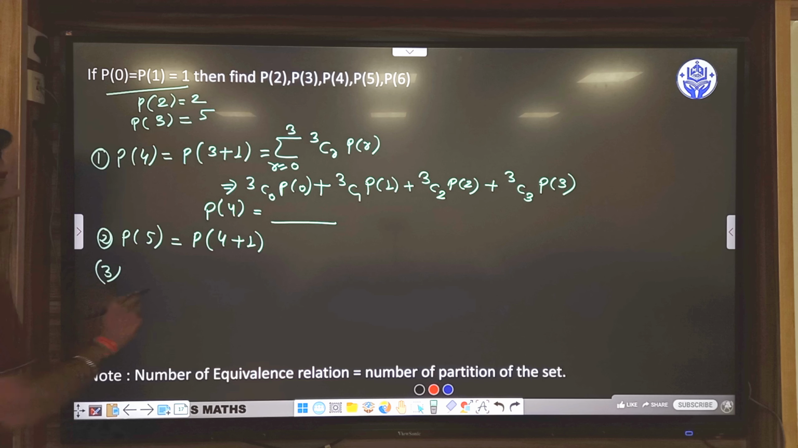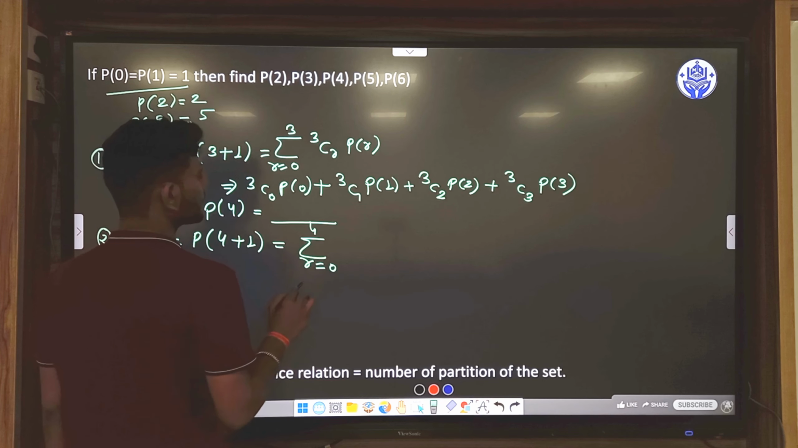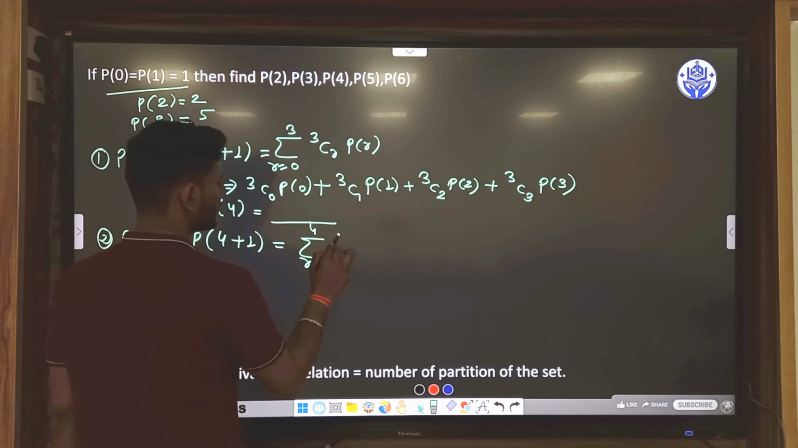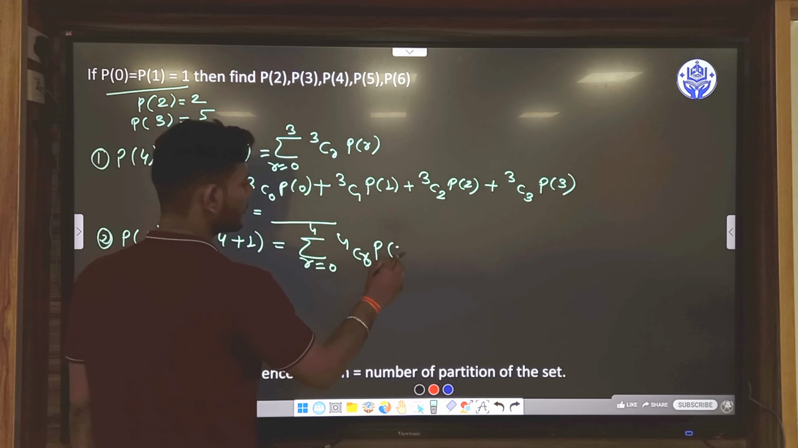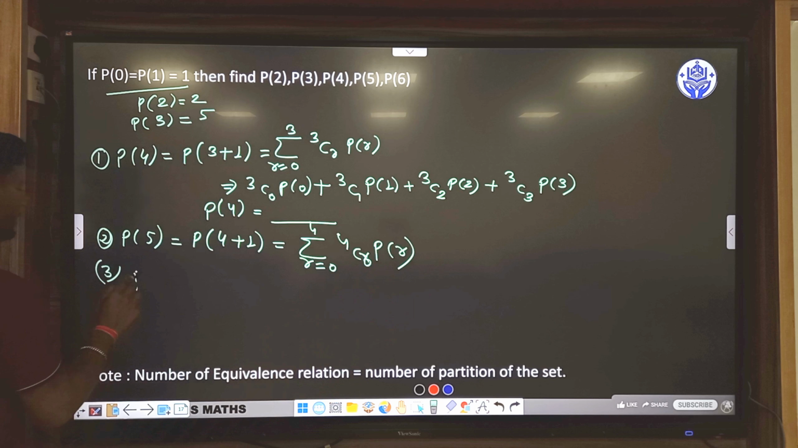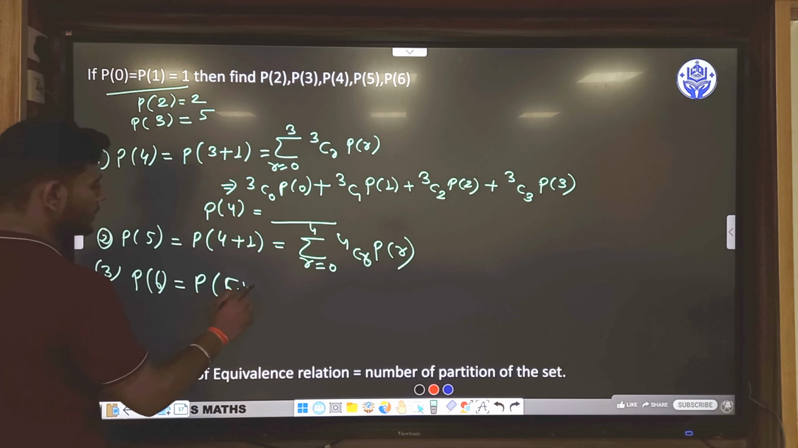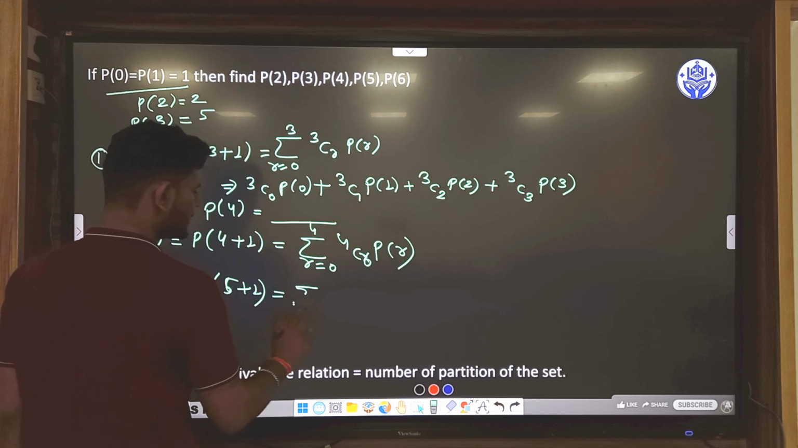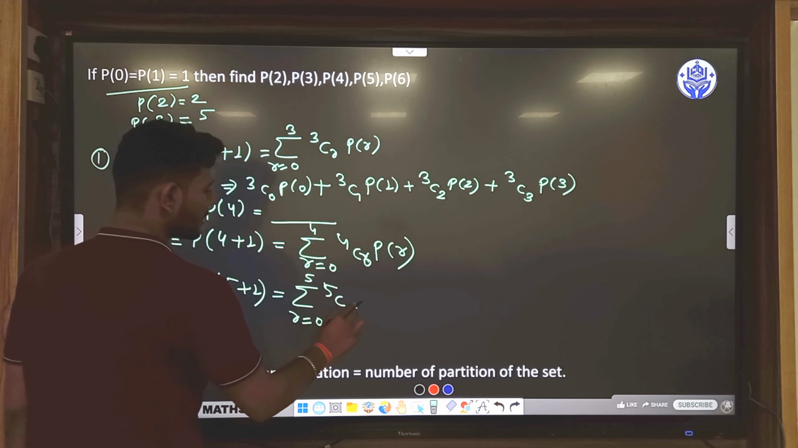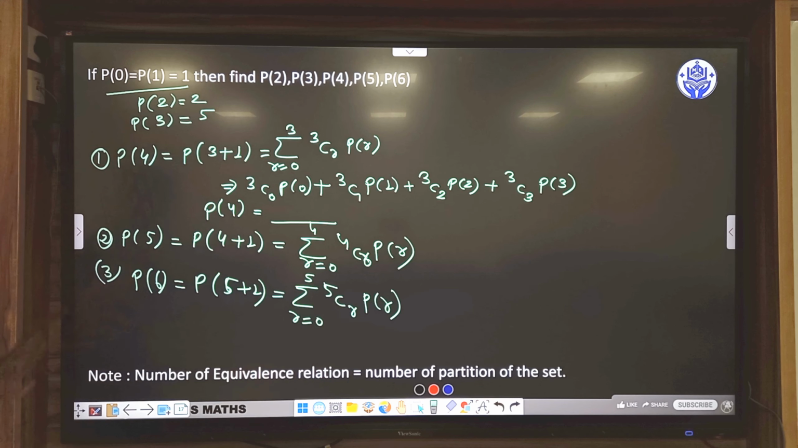Next, can you find what is the form of this? Summation R is equal to 0 to 4, and this is nothing but 4CR and P of R. Again, what is P6? P6 is nothing but P5 plus 1. Because of that it is your P5. You will have all the values, you can easily find from R is equal to 0 to 5, and this is 5CR P of R. So this is how you can find the number of partitions.